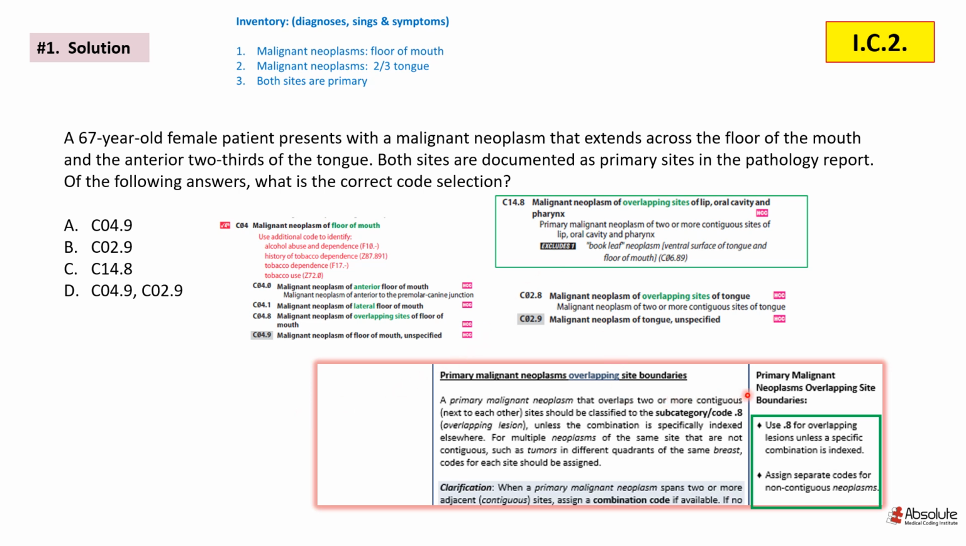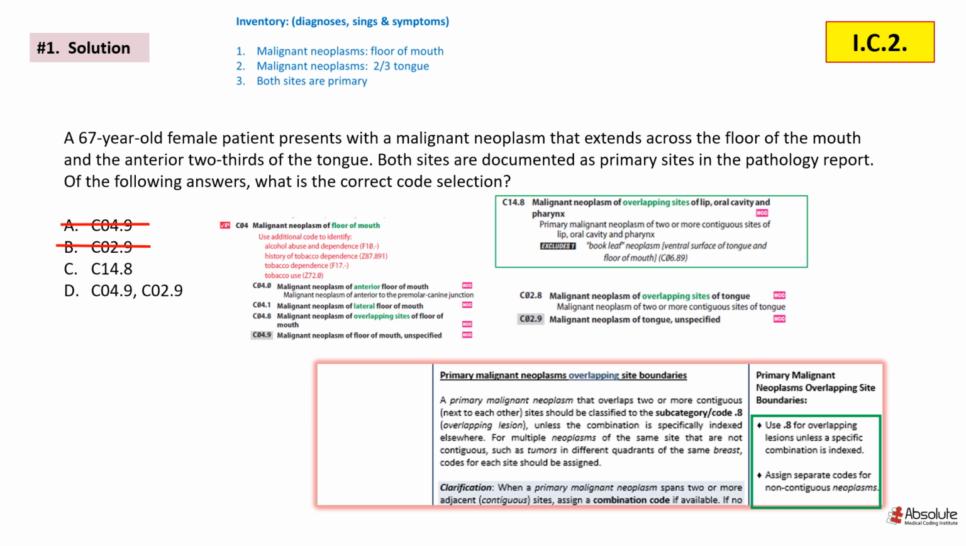C02.9 is malignant neoplasm of tongue unspecified. We definitely aren't going to use that because our condition is specified. Our location on the tongue is specified. It's the anterior two-thirds of the tongue and the floor of the mouth. And C04.9 is floor of mouth unspecified. So both of these point 9 codes are unspecified codes, and they're not going to work because our location is specified.